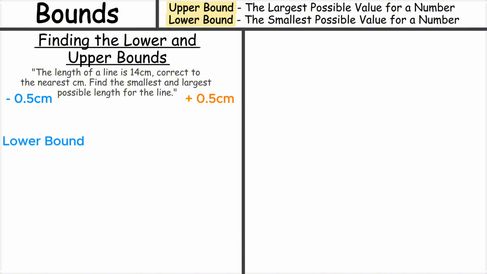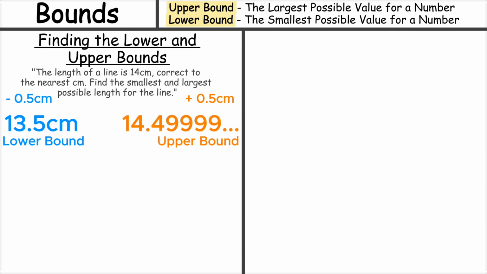The smallest value that could still round up to 14 centimeters is 13.5 centimeters. Anything smaller than that would round down to 13 centimeters. The largest value that rounds down to 14 centimeters is just under 14.5 centimeters. Now instead of writing a long string, we simplify it to 14.5 centimeters. So, the smallest and largest possible lengths for the line rounded to the nearest centimeter are 13.5 centimeters and 14.5 centimeters. Note that the number won't always be correct to the nearest whole number, like in this example.